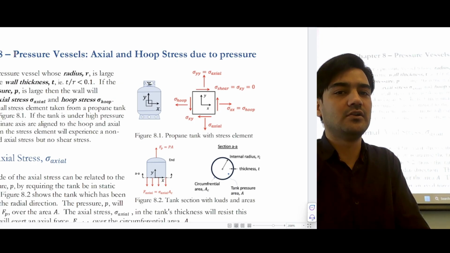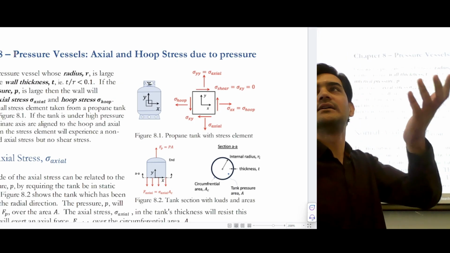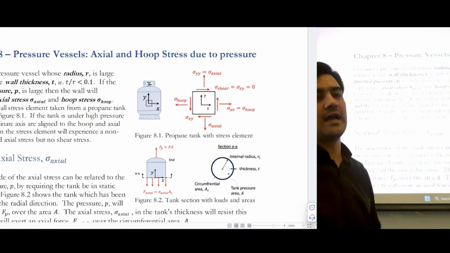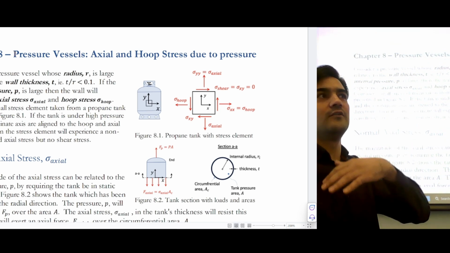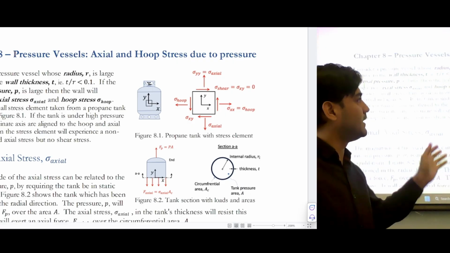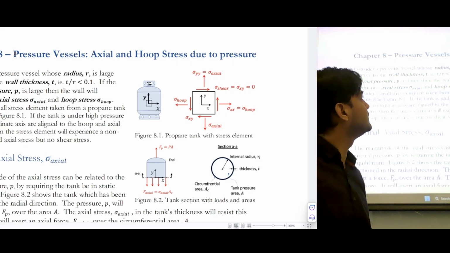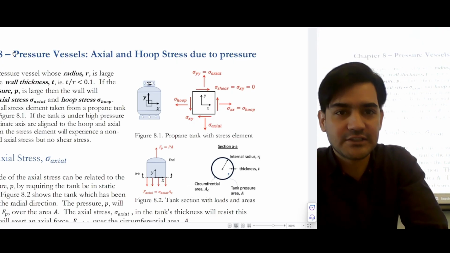We can finish today, and then from next Wednesday we have an exam, and after that we'll start Mohr circle. Mohr circle is also one of the important and crucial topics in mechanics of materials, which we'll start next time. So we can talk about pressure vessels today.